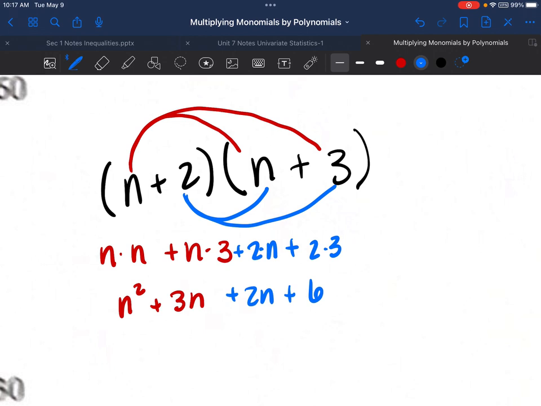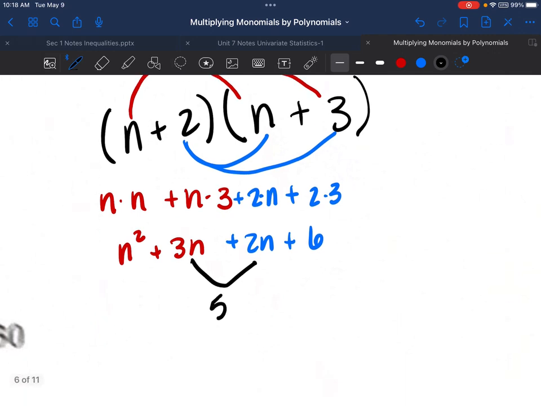Okay, fantastic. If I wanted to combine all my like terms, I know those two can combine. So this is going to be 5n plus 6, and then don't forget the n squared at the front. Okay, well, we're doing great so far. Hopefully that looks familiar to you.